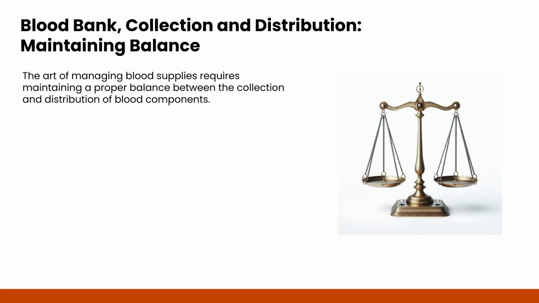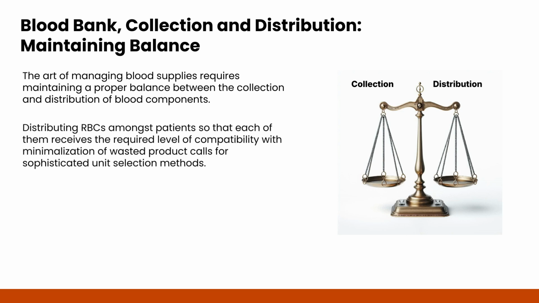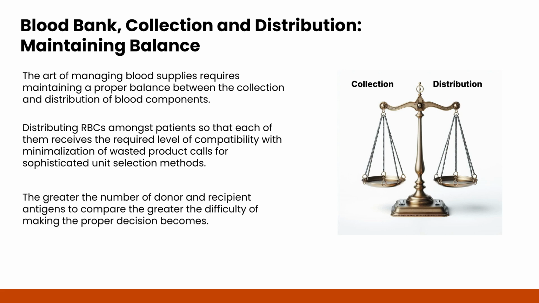Another ongoing challenge is to optimize blood bank inventory distribution amongst recipients, especially when multiple requests have to be fulfilled at the same time. The next topic is collection and distribution, maintaining balance. The art of managing blood supplies requires maintaining a proper balance between the collection and distribution of blood components. Distributing RBCs amongst patients so that each of them receives the required level of compatibility with minimalization of wasted product calls for sophisticated unit selection methods. The greater the number of donor and recipient antigens to compare, the greater the difficulty of making the proper decision becomes.